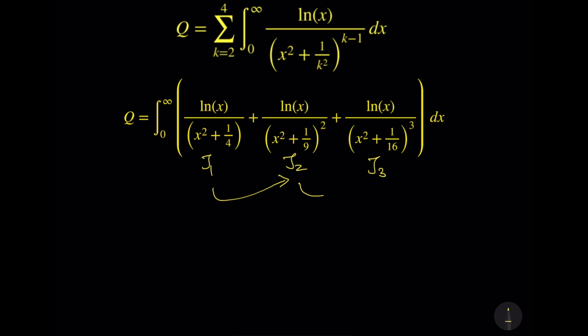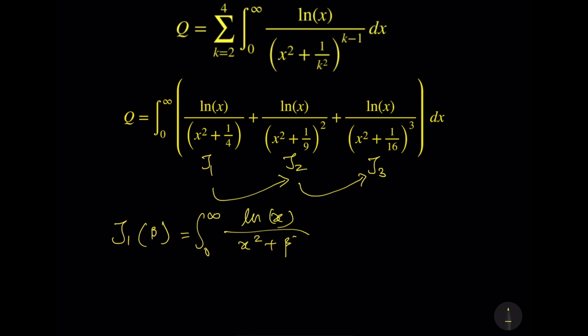After we get the result of J2, we differentiate again to get the result of J3 and then we total up to get the final answer of these questions. Let's define function J1(beta), which equals the integral from 0 to infinity of natural log x divided by x squared plus beta squared, dx. When beta equals 1 over 2, the result will be equal to part 1 of the questions.